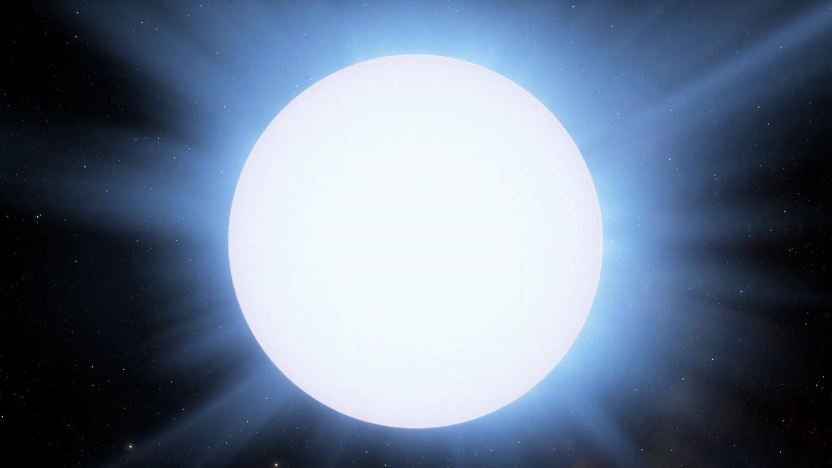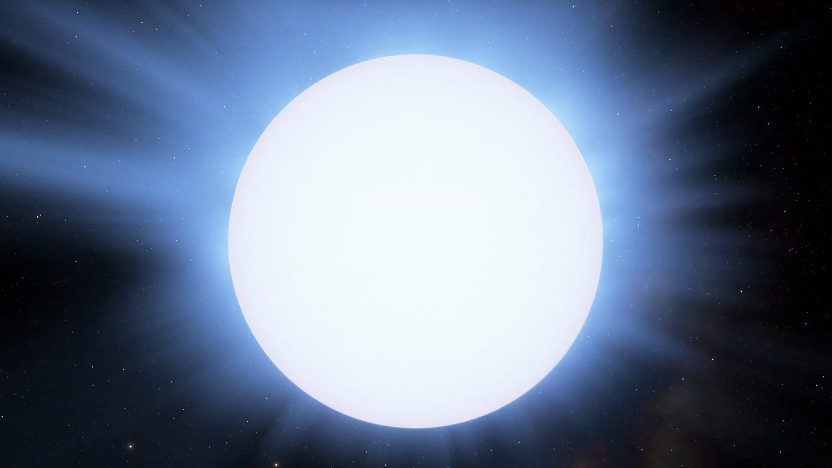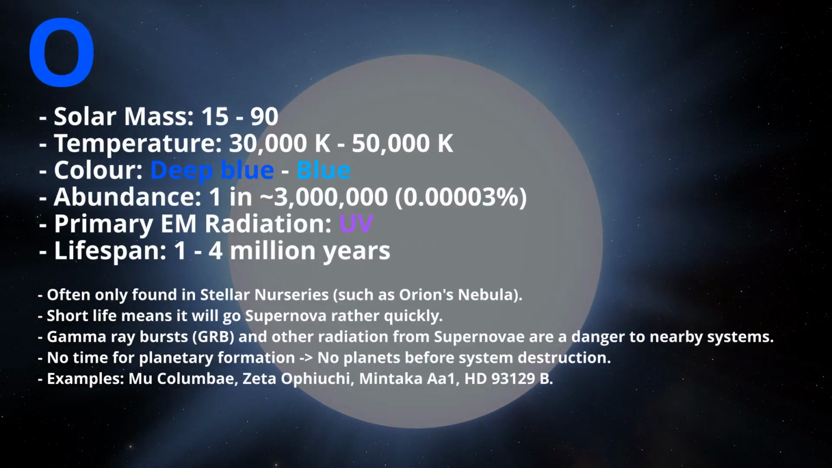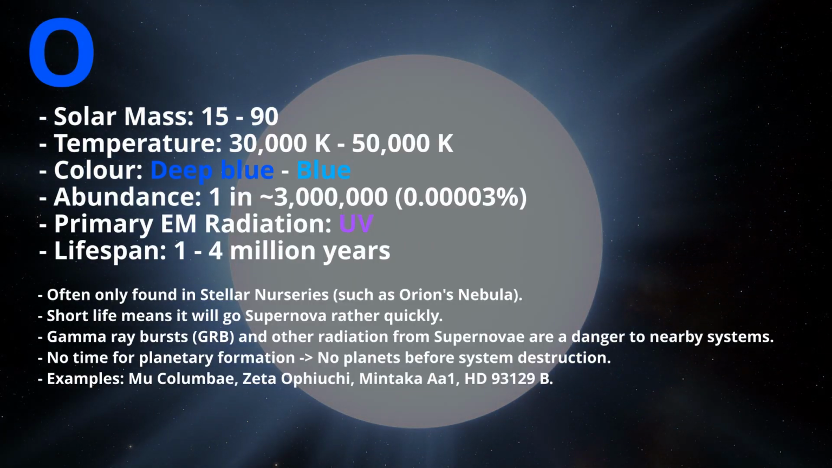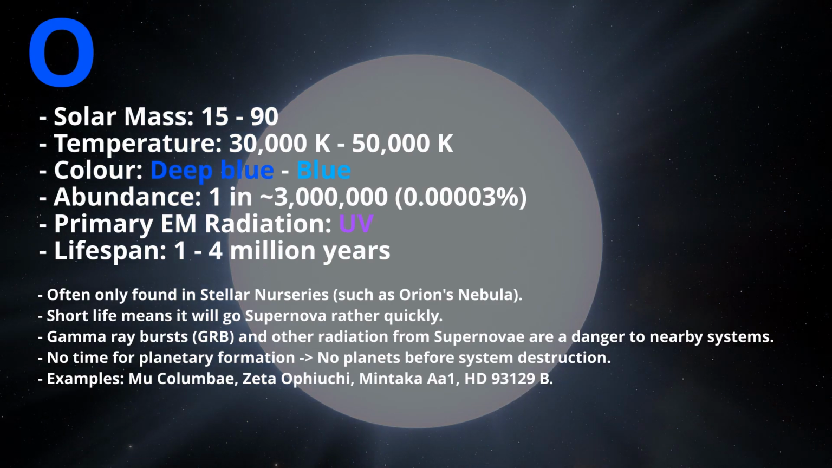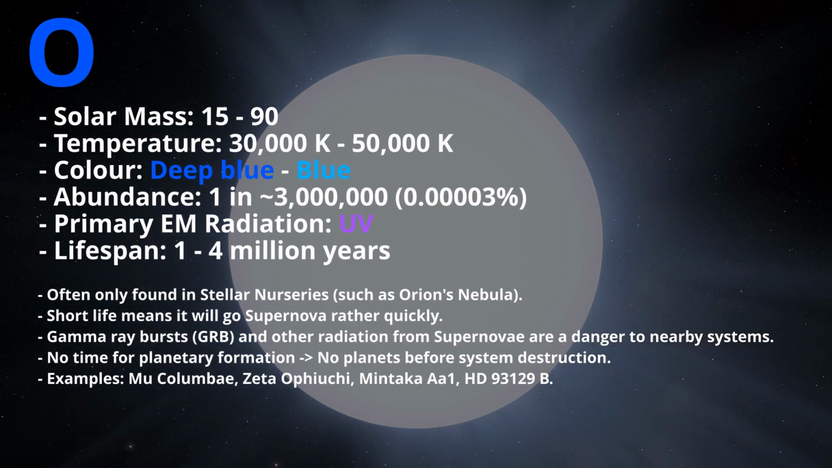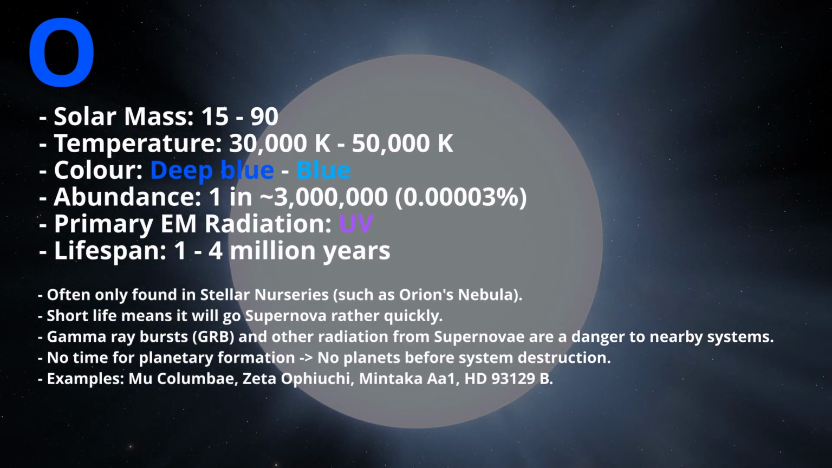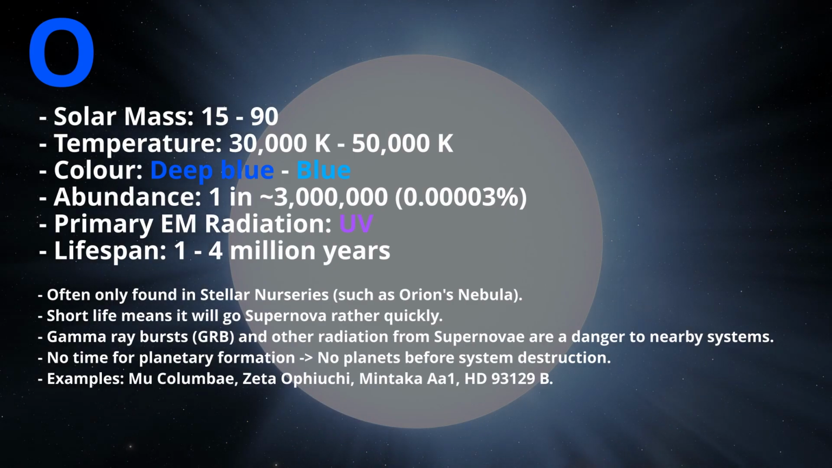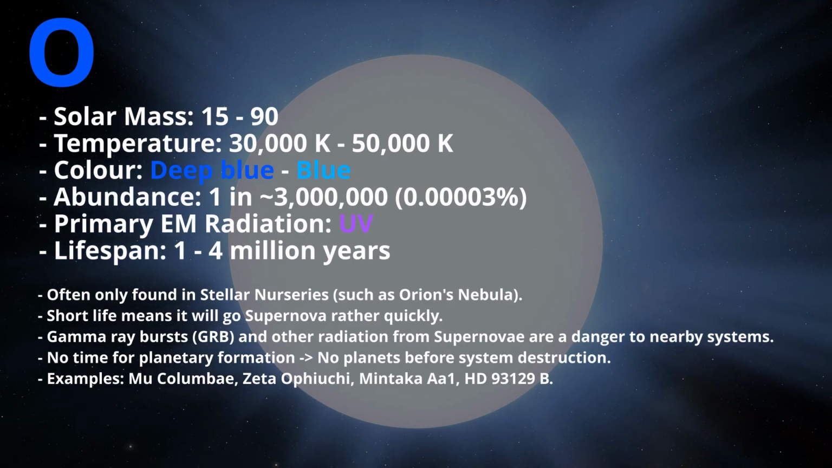With the non-main sequence out of the way, let's go through each of the spectral types for the main sequence. Spectral type O stars are very rare. Only one in roughly 3 million stars are of this type. They have similar problems to giant stars, as that is what they are in their own right. They have a solar mass of at least 15 and have a temperature in excess of 30,000 Kelvin. They are often only found in stellar nurseries.